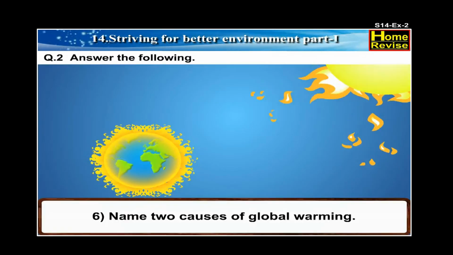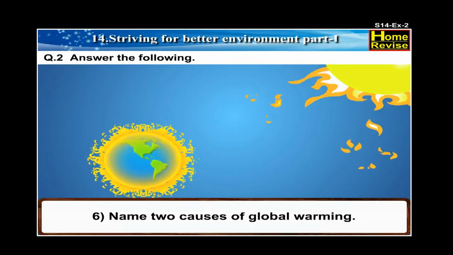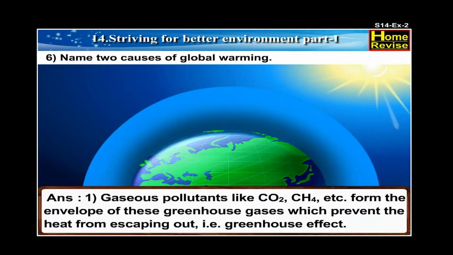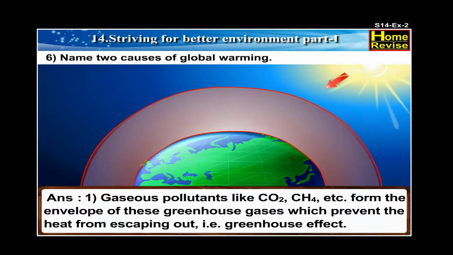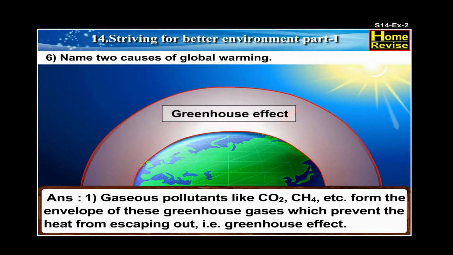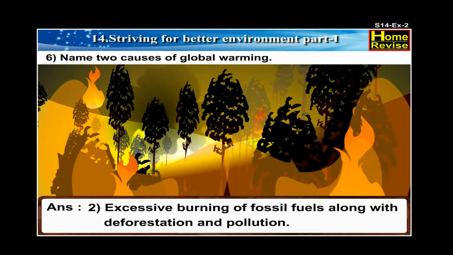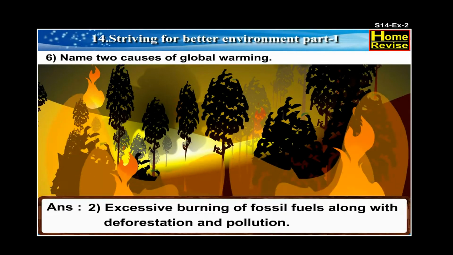Six. Name two causes of global warming. The answer is 1. Gaseous pollutants like carbon dioxide, methane form the envelope of these greenhouse gases which prevent the heat from escaping out, that is, greenhouse effect. 2. Excessive burning of fossil fuels along with deforestation and pollution.